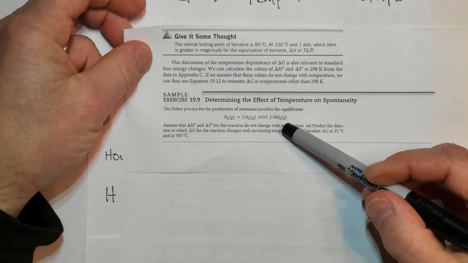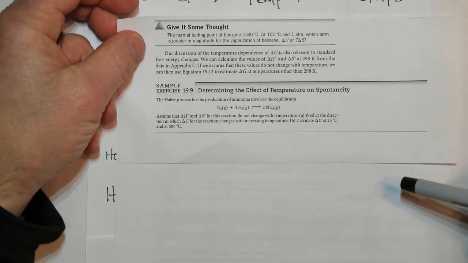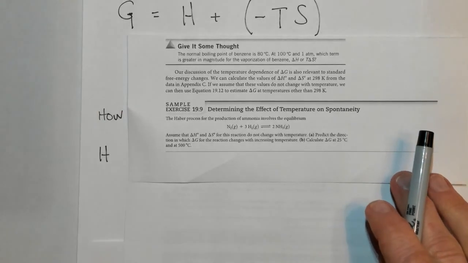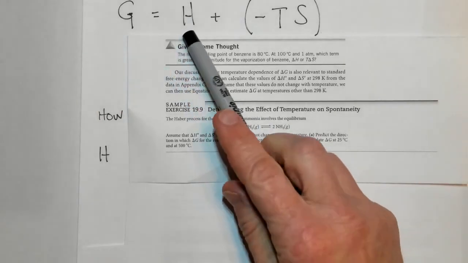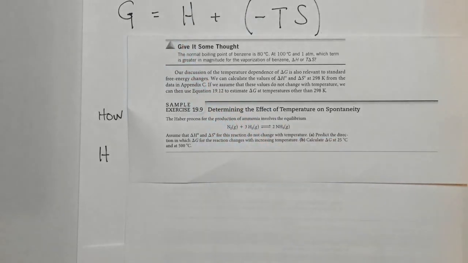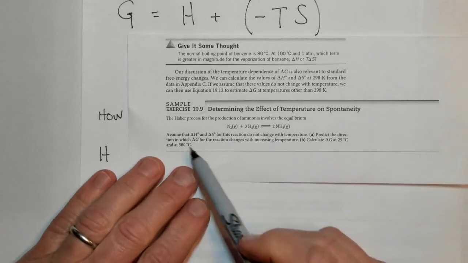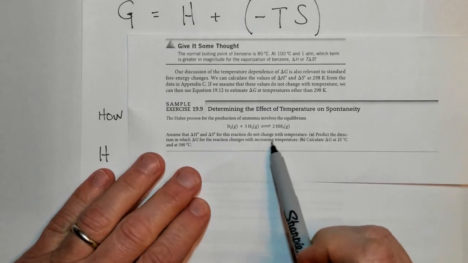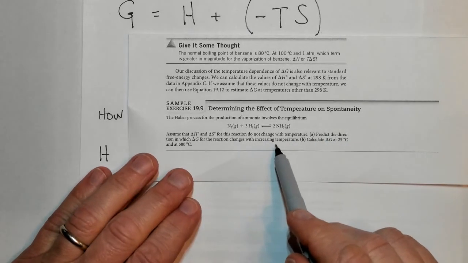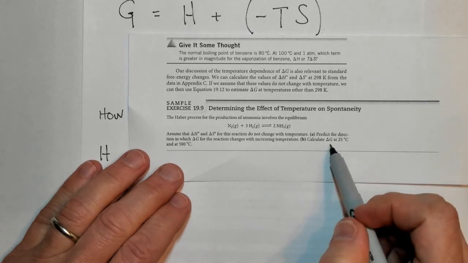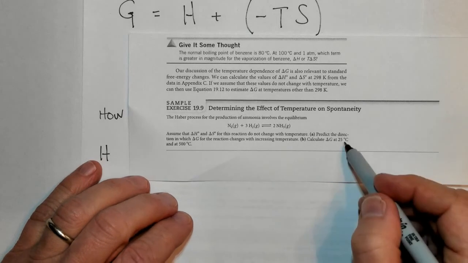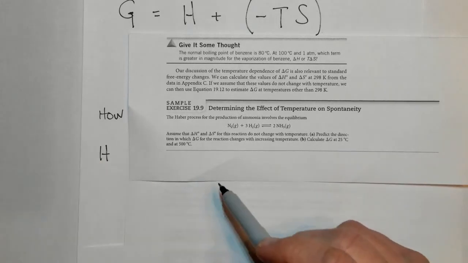Right down here, sample exercise 19.9, and we'll actually numerically look at this as well, rather than just saying it would be large and positive or large and negative. This one says, the Haber process for the production of ammonia involves the equilibria, and it gives the equation. And it says, assume that H and S for this reaction do not change with temperature. And then it has, predict the direction for delta G with increasing temperature. And then it says, calculate delta G at 25 degrees Celsius and at 500 degrees Celsius.